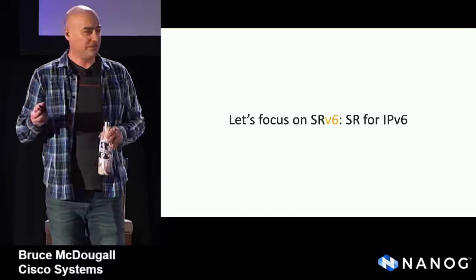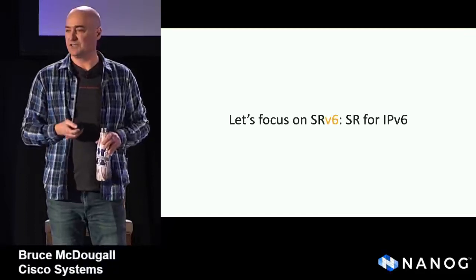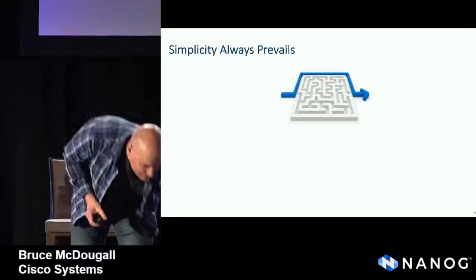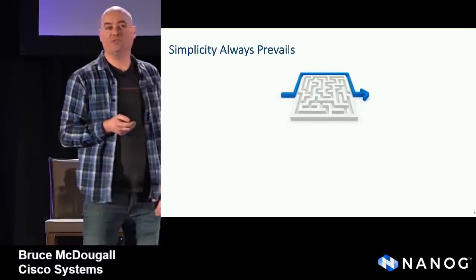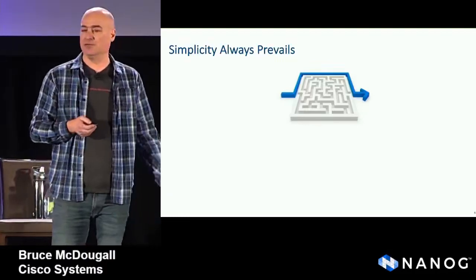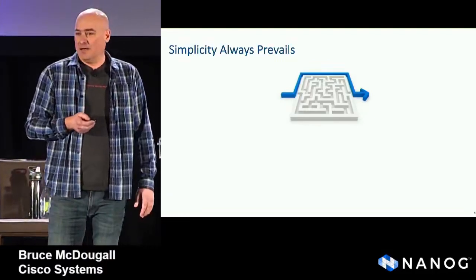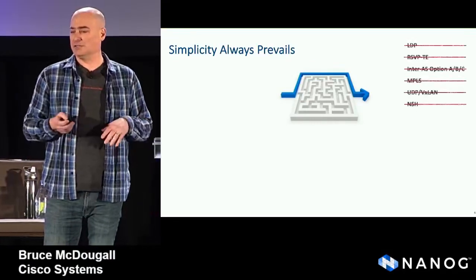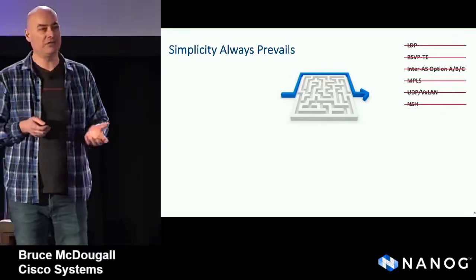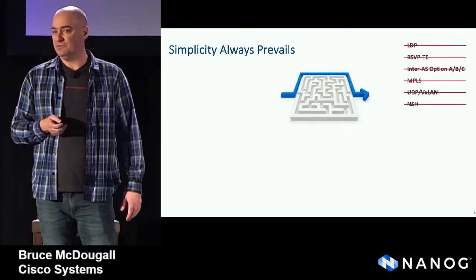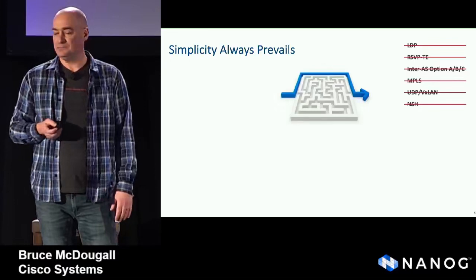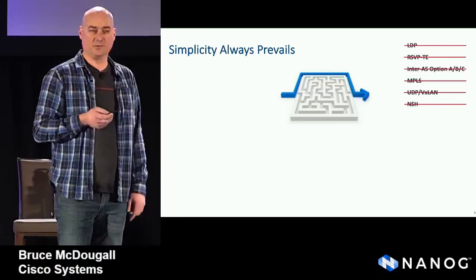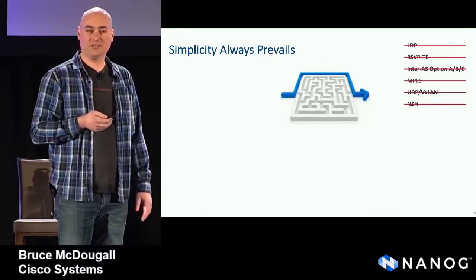But the talk will focus on SRv6. SRv6 is SR for IPv6. And the philosophy of segment routing from the very beginning has been simplicity and to simplify the stack. SRv6 builds upon this simplicity that we got from SR-MPLS. With SR-MPLS, the operator is able to remove the need for LDP and RSVP. With SRv6, we also see the ability to start to remove other protocols in the control plane stack.